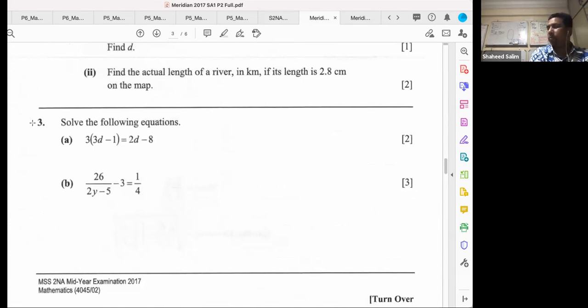Let me try 3A and 3B. So you need to expand out first, then after you bring over number one side, letter one side.